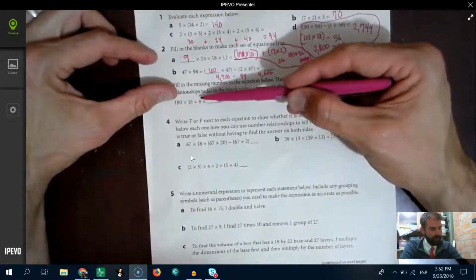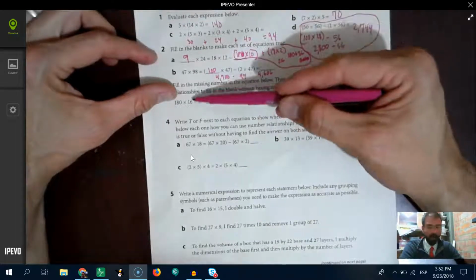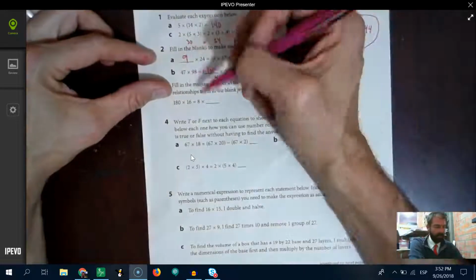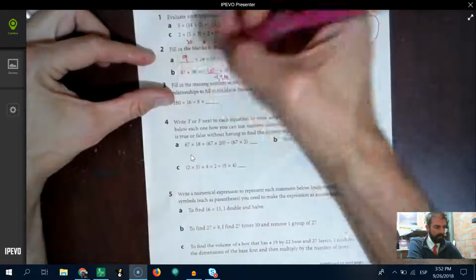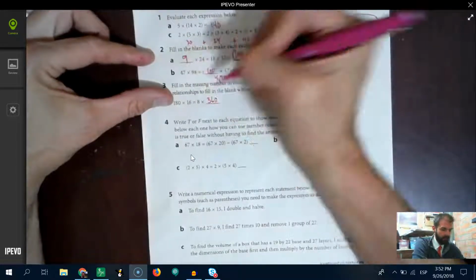180 times 16 equals 8 times something. Here we go, there's the half again. So 8 is half of 16. If I'm halving 16, I have to double 180. So that would be 360, and I don't have to solve anything.